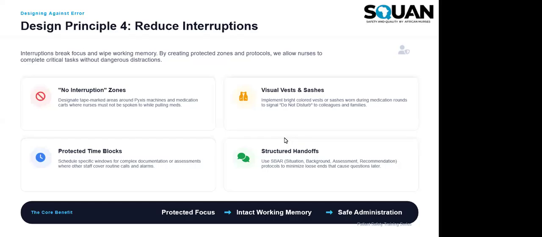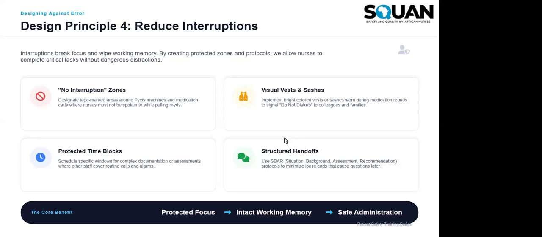The fourth design principle is reducing interruptions. I think from the story that I told at the beginning, we know how serious interruptions can be. A patient can die because of interruptions. So interruptions break our focus, they wipe our working memory, so we need to create protected time zones, right? Or protected zones and protocols. What I mean by that is, on the ward, for example, as nurses, we can say, this is our medication administration time. Cannot have visitors on the ward by this time because we need everybody to focus and do the right thing. So no interruption zone, no interruption time, right? So that it allows the nurses to then focus on those critical tasks without dangerous distraction.